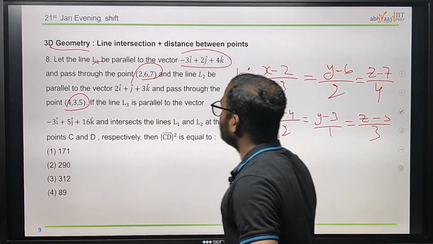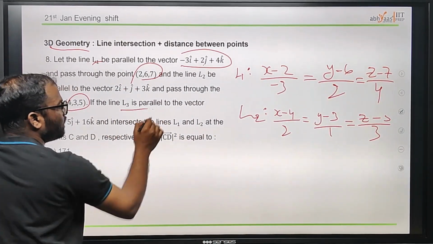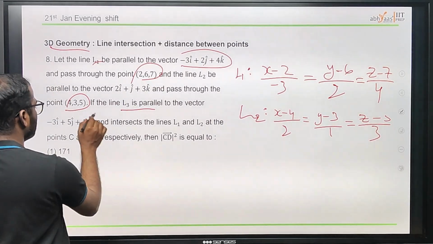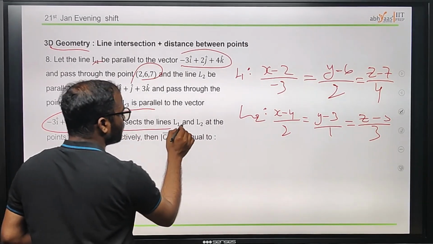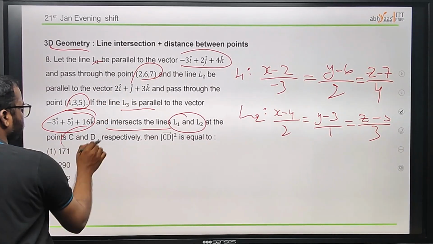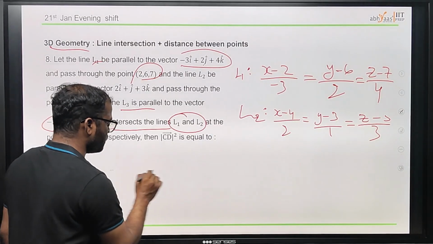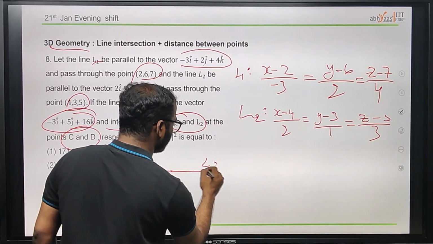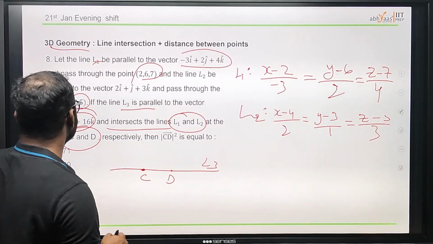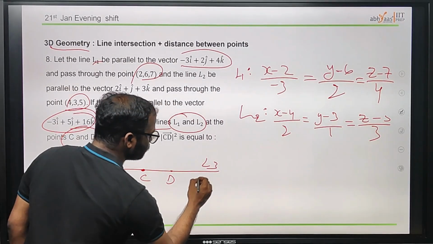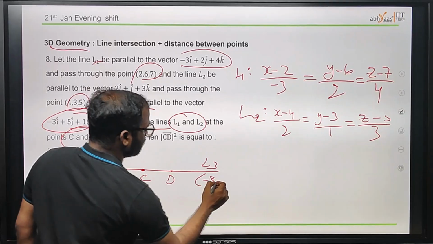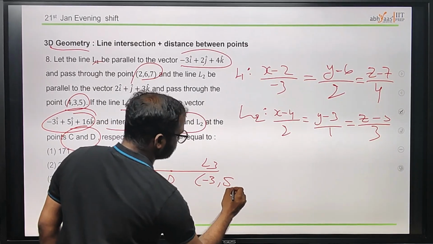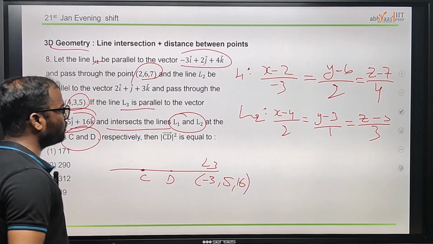Okay, these are the L1 and L2, and they said if L3 is parallel to the vector and intersects the lines L1 and L2 at the points C and D. They are saying this C and D lie on the L3 line. This L3 line has a direction ratio of 3, minus 3, 5, 16.